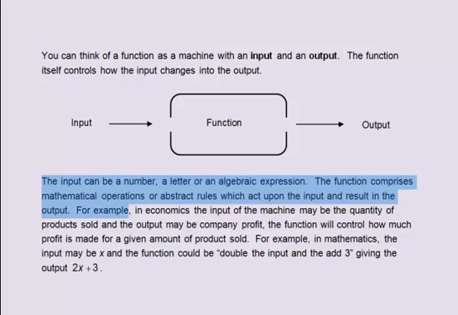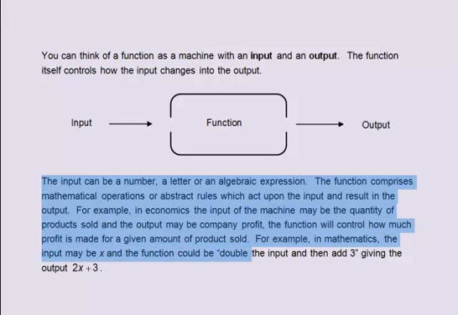For example, in economics, the input of the machine may be the quantity of products sold, and the output may be the company profit. The function will control how much profit is made for a given amount of product sold. For example, in mathematics, the input may be x, and the function could be double the input and then add 3, giving the output 2x + 3.